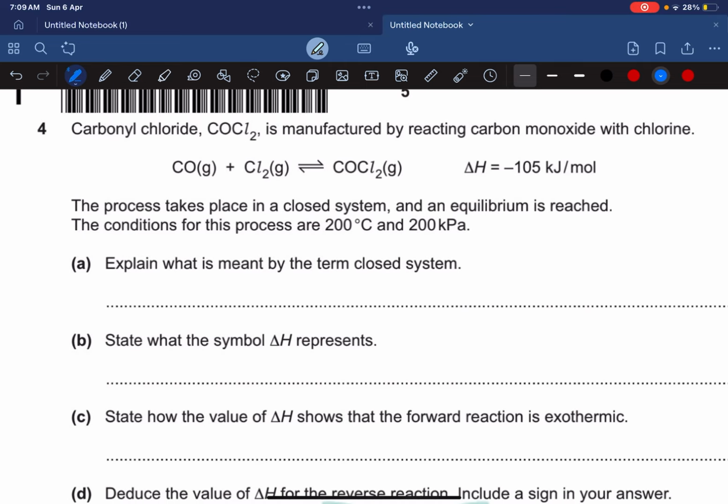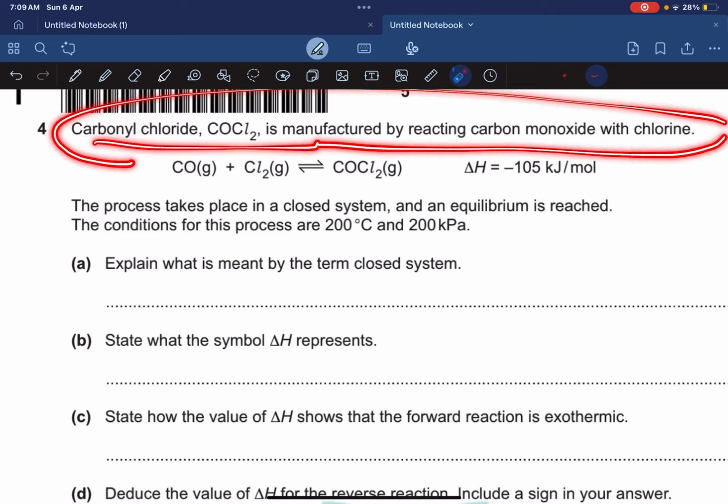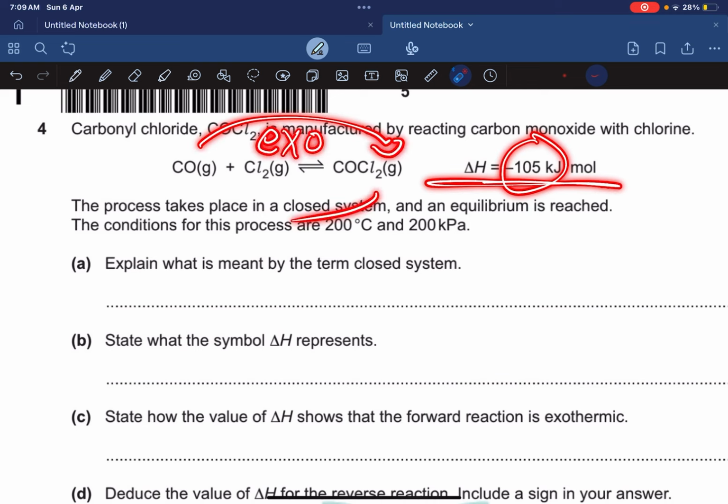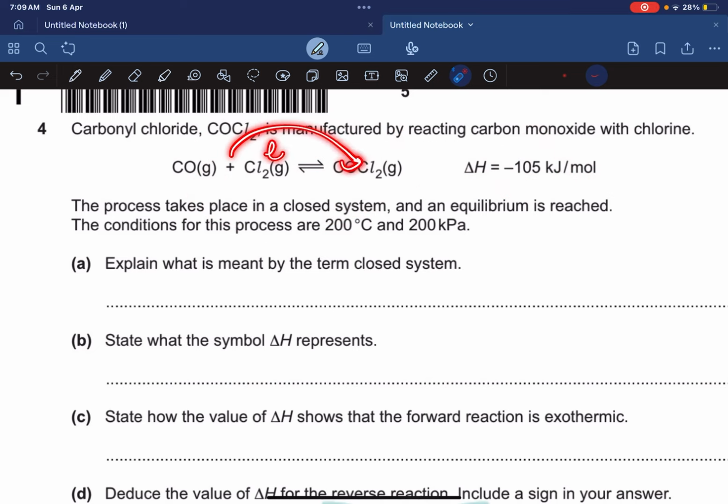Carbonyl chloride, COCl2, is manufactured by reacting carbon monoxide with chlorine. Carbon monoxide, chlorine, carbonyl chloride. And that's the enthalpy change, which is negative. That means the forward reaction is exothermic. That tells us that the backward reaction is going to be endothermic. This is not needed, but you should know whenever the forward reaction is exothermic, the backward is endothermic, and if the forward is endothermic, the backward is exothermic. That should be an understood thing for you guys.